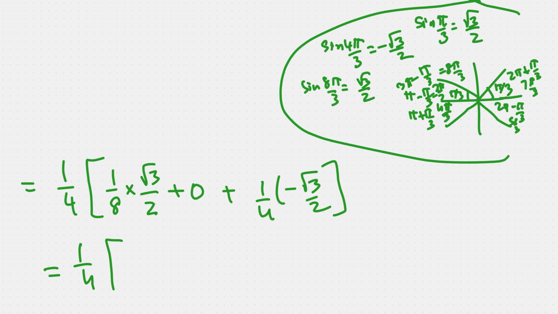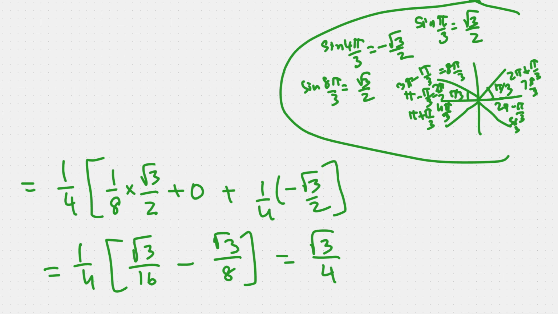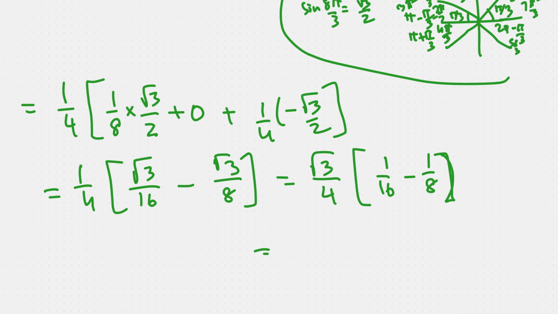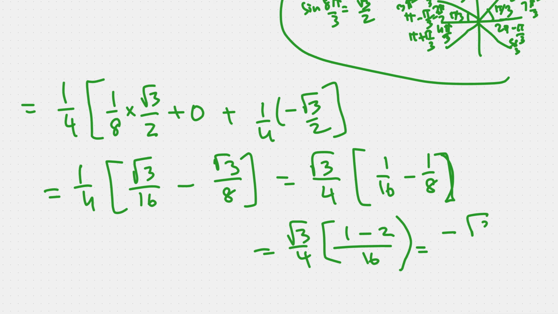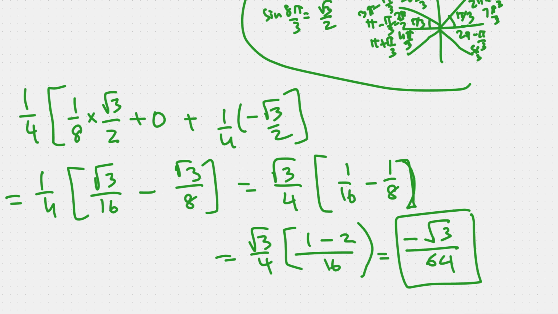So that is equal to 1 over 4 times root 3 over 16 minus root 3 over 8. And that is equal to, if I take root 3 outside the bracket, root 3 over 4 times 1 over 16 minus 1 over 8. And that is equal to 1 minus 2 over 16. And that is equal to minus root 3 over 64. And that is the answer.